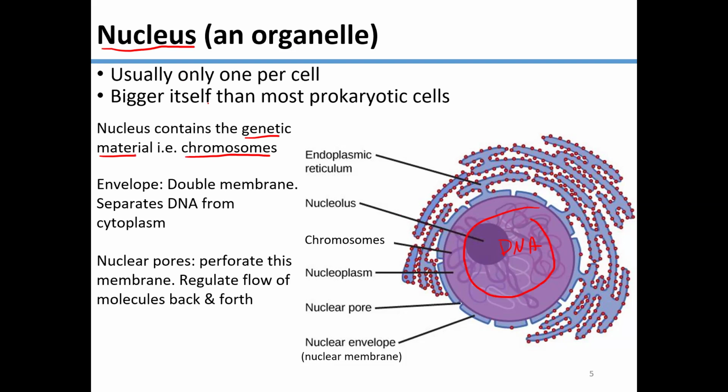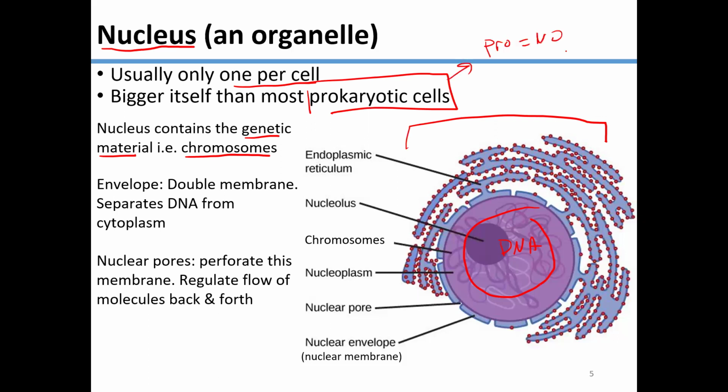Now, usually there's only going to be one per cell, and these are going to be bigger, larger than our prokaryotic cells. Remember, prokaryotic, pro equals no, meaning that they don't have a true nucleus.